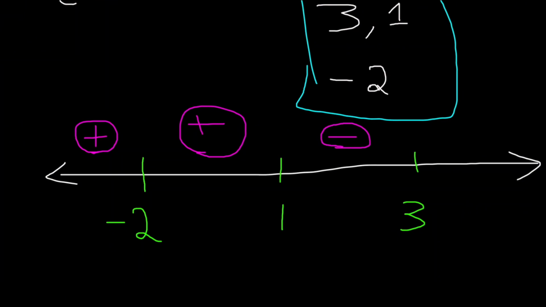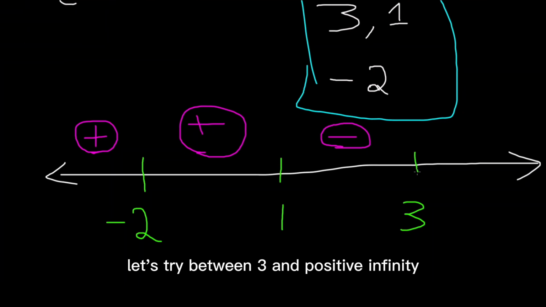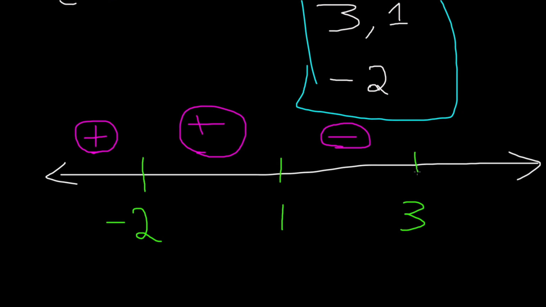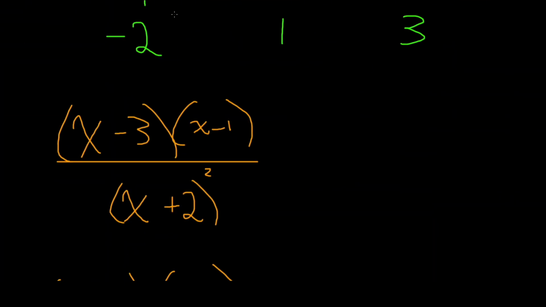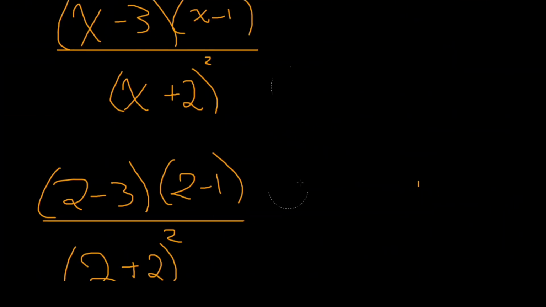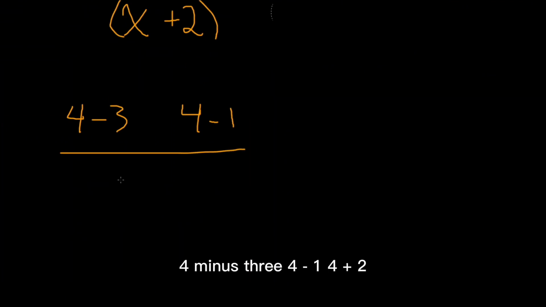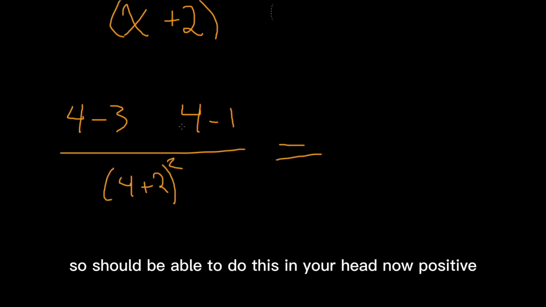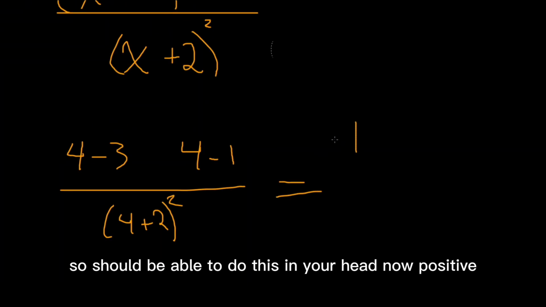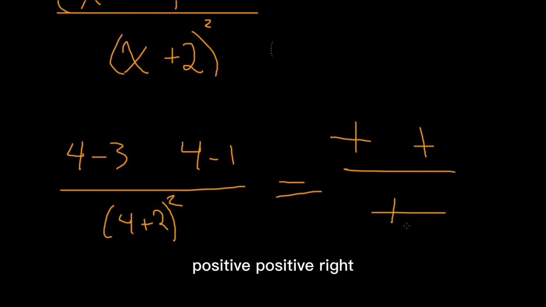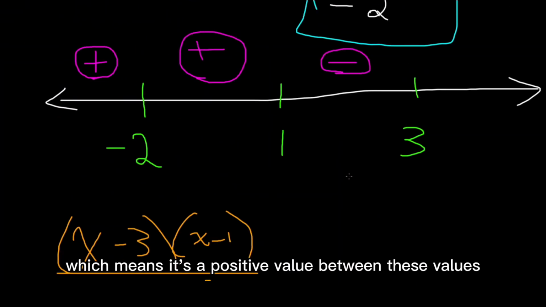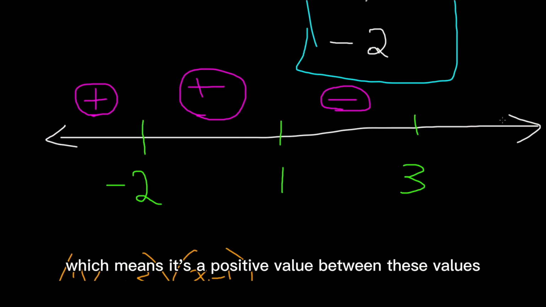Let's try between 3 and positive infinity. Let's do 4. So yet again, put 4 for x. 4 minus 3, 4 minus 1, 4 plus 2, square the whole thing. So, you should be able to do this in your head now. Positive, positive, positive, right? Which means it's a positive value between these values.